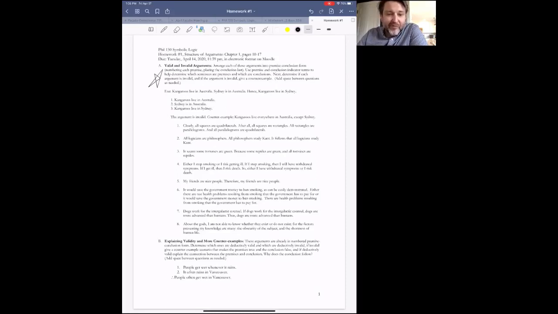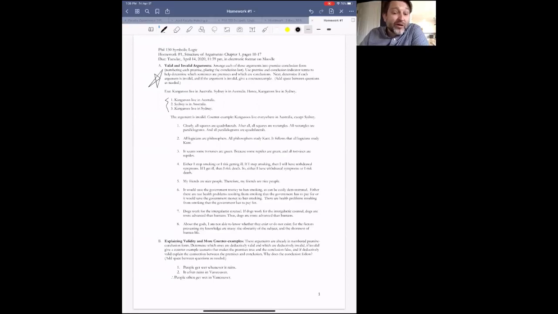And we can see that if we put this into numbered premise and conclusion form, we get something like this. Kangaroos live in Australia, premise 1. Premise 2, Sydney is in Australia, and the conclusion is kangaroos live in Sydney. But in fact, this argument is invalid, and we can come up with a counterexample to show this. Imagine that kangaroos live everywhere in Australia, but because of some extreme kangaroo elimination procedures in Sydney, they've gotten rid of all of them. Well, then kangaroos would live everywhere in Australia except Sydney.